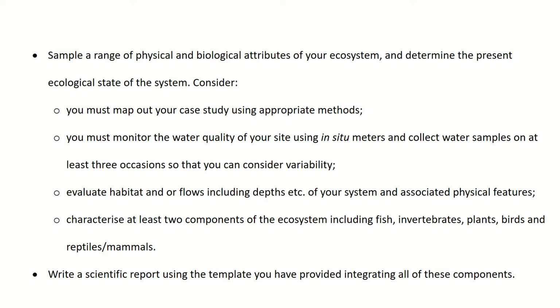Characterize at least 2 components of the ecosystem, including fish, invertebrates, plants, birds, reptiles, and mammals. Birds, reptiles and mammals are one category. So you can choose fish and inverts. You can choose fish and plants. You can choose fish and birds, reptiles, mammals. It's up to you. But you must have at least 2. Write a scientific report using the template you have been provided with and integrate all of these components.